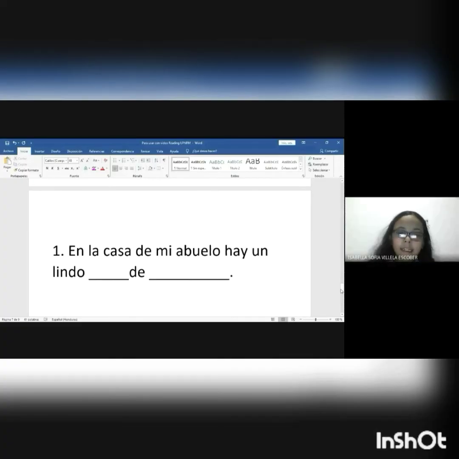En la casa de mi abuelo hay un lindo árbol de manzanas. Okay, excellent. So you remembered, right?